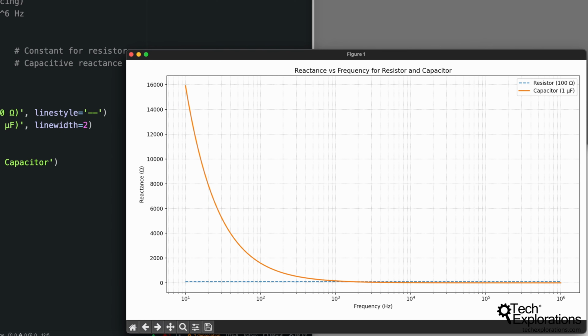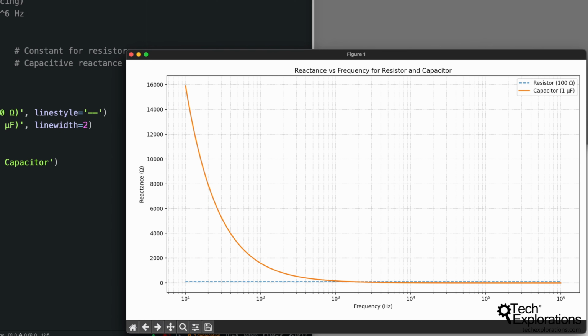And this means that a resistor always offers the same amount of opposition to current. It doesn't care if the signal is slow or fast. It resists the same way across all frequencies. The curved line shows the reactance of a capacitor. At low frequencies, this line is high, which means the capacitor resists the current strongly.